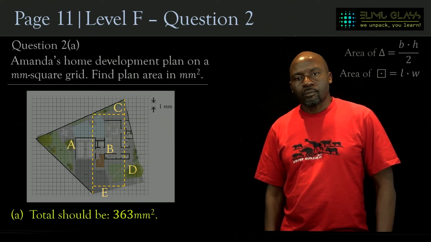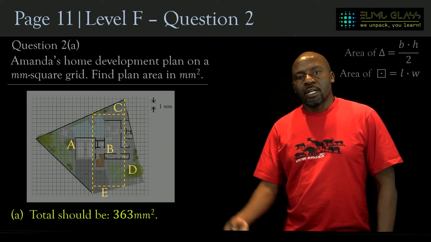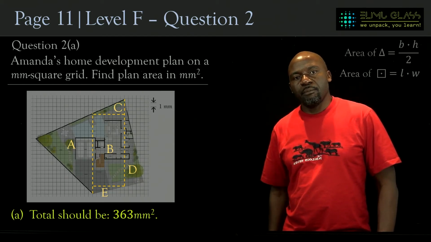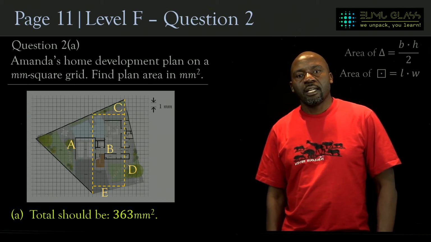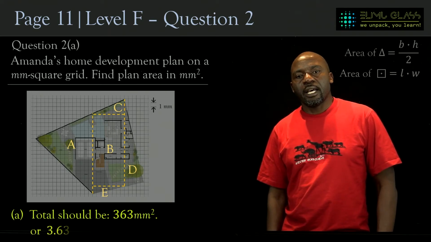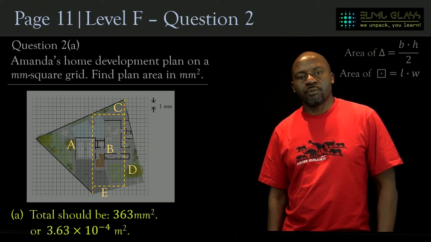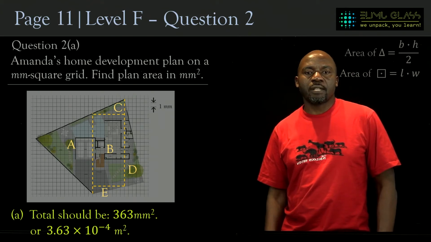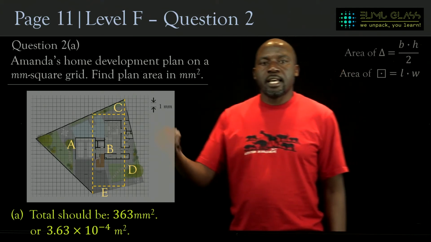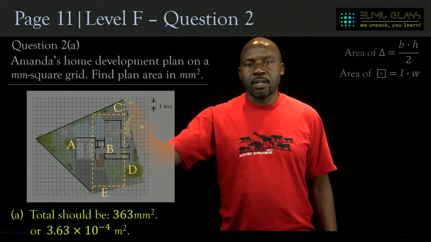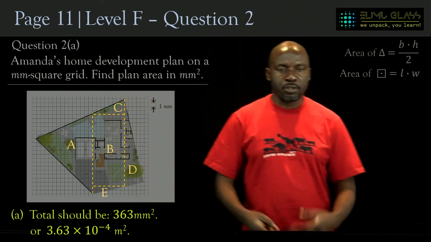Okay? So the total area is given in millimeters squared. If somebody had asked us to find that area in square meters, then it should be 3.6 times 10 to the power -4. Nobody wants you to do that, but I've just put it there in case. All right, so that is the area of the plan, the area on the piece of paper.